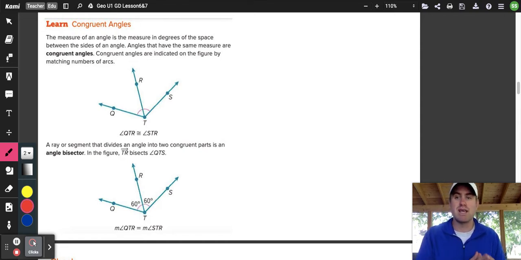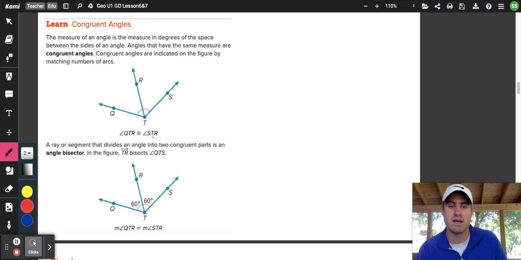But 2 angles with the same measure are congruent. We'll also talk about measuring angles. We'll talk about a lot more of this. So here we go. We have down here QTR is 60 degrees. RTS is 60 degrees. So therefore, QTR is congruent to STR because they have the same measure.